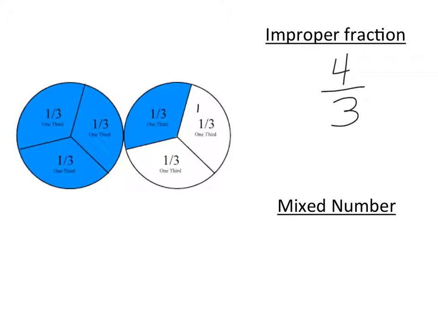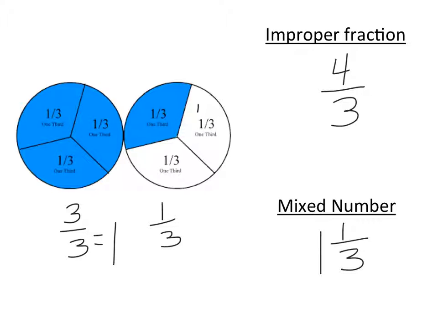Now, let's look at this same design as a mixed number. Let's see how many wholes we have and how many parts of a whole. We can see that we have 3 shaded parts out of 3 equal parts in our first circle, which is 3/3. This is equal to 1 whole. In our second circle, we have 1 shaded part out of 3 equal parts. This is our fraction part. So we have 1 whole, and 1/3. This is our mixed number.